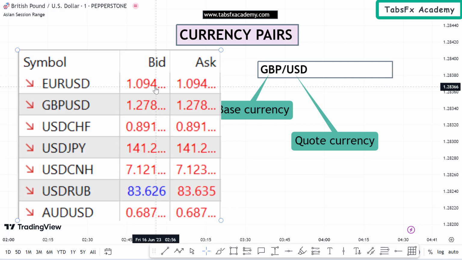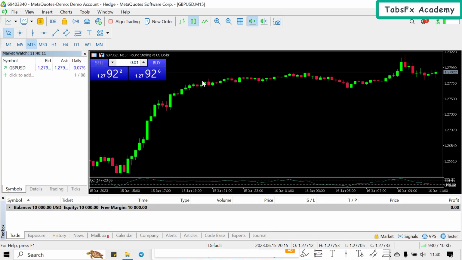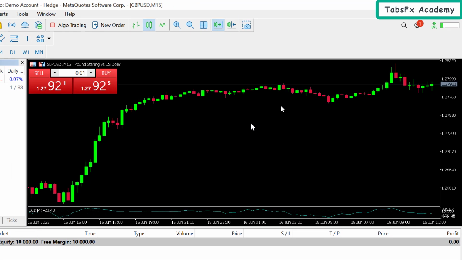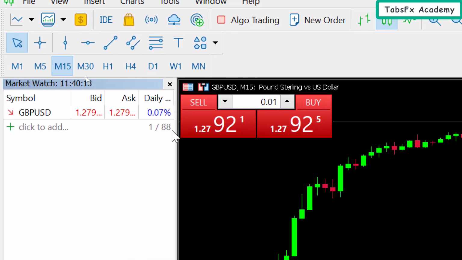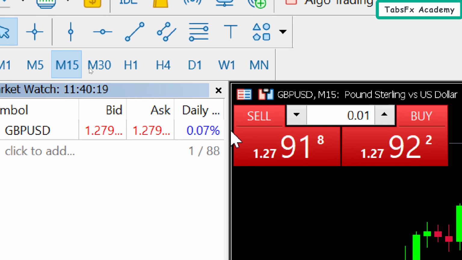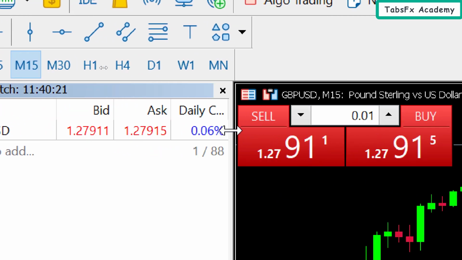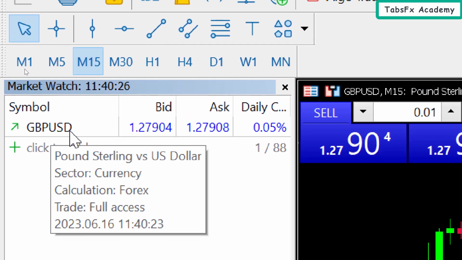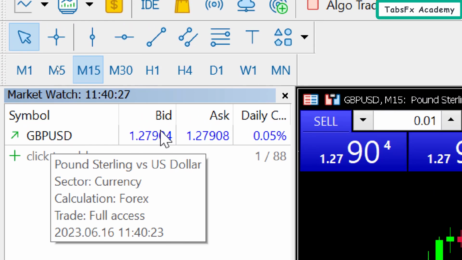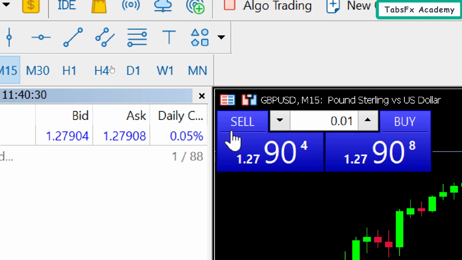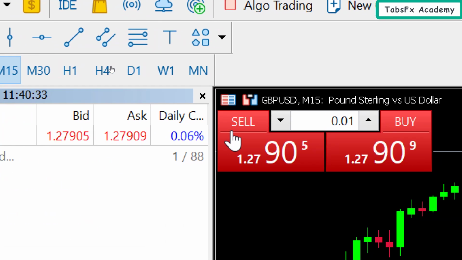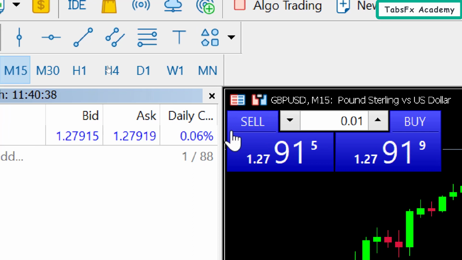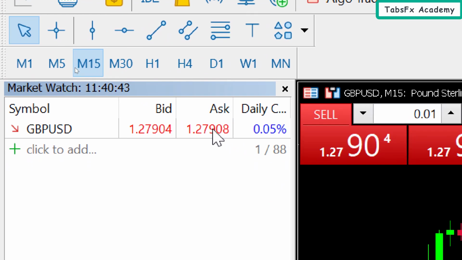Let's go to the charts and see what I'm talking about. I want us to pay attention to the bid and ask prices. Let me increase the size here. Okay, so this is the GBP/USD, the pound against the dollar, and this is the bid price, this is the ask price. If you want to buy this pair, meaning that you want to buy the pound, the broker is going to give you the ask price. The ask price is this one here.